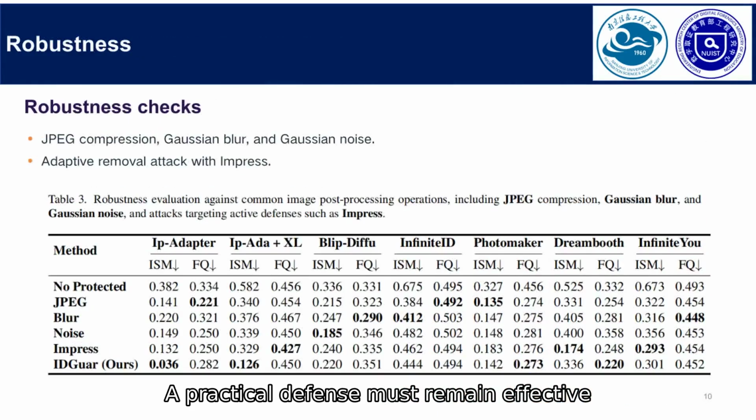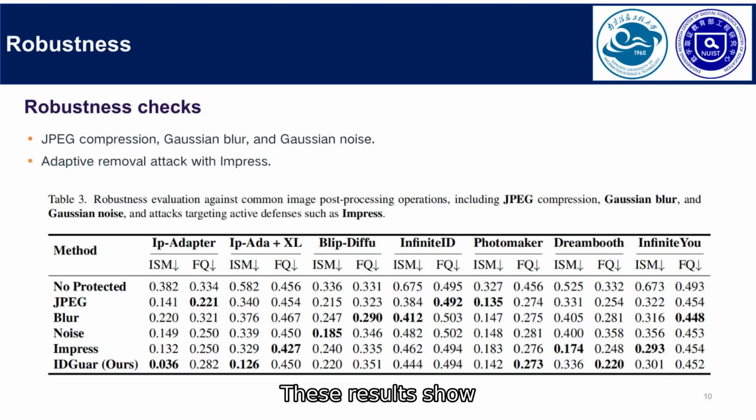A practical defense must remain effective after common image processing and adaptive attacks. We test JPEG compression, blur, noise, and inpainting, as well as transfer across backbones. These results show that ID Guardian can still protect the reference image after common processing and under different personalization systems.